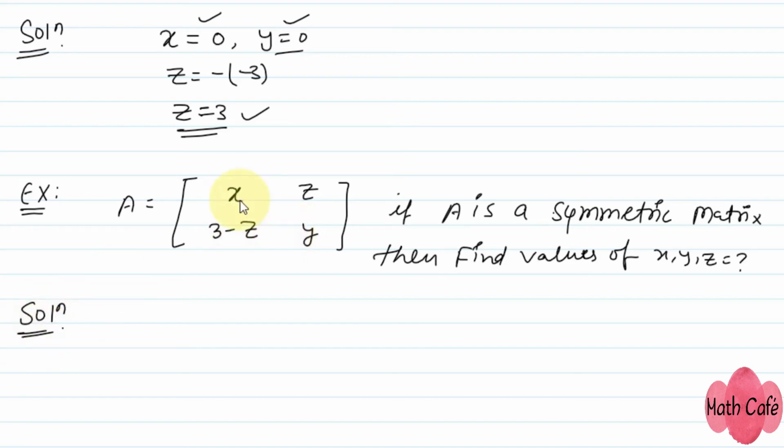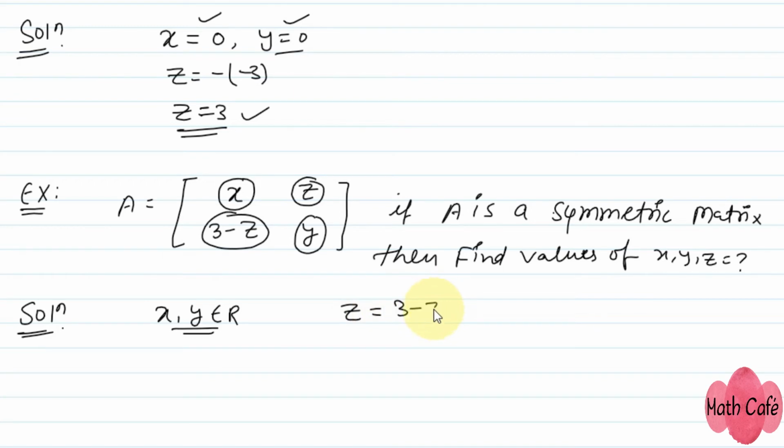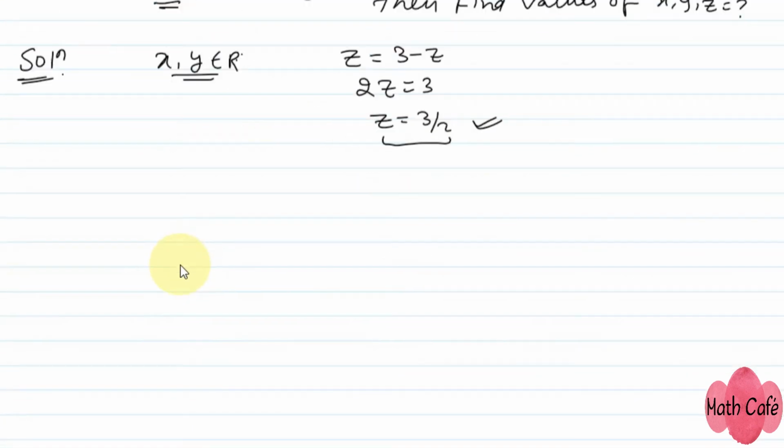If this given matrix is a symmetric matrix, then we have no condition for the diagonal elements, so x and y can be anything, any real number. Alright, what about z? z should be equal to 3 minus z. So 2z will become 3, and the value of z we obtain is 3 by 2. So the value of x can be anything, the value of y can be anything, and the value of z is fixed, that is 3 by 2, if the given matrix A is a symmetric matrix. Alright, hope you understand this. Let's move to the next example here.